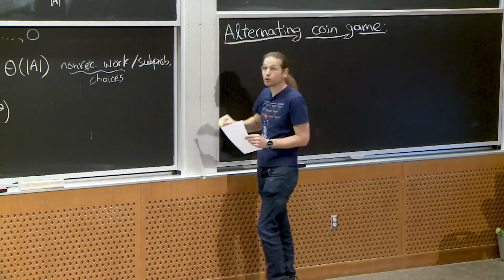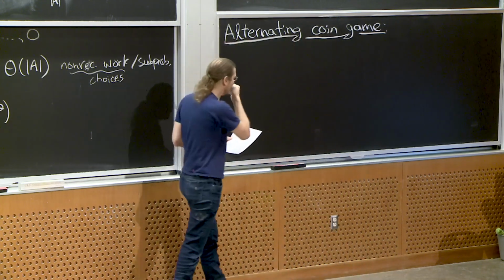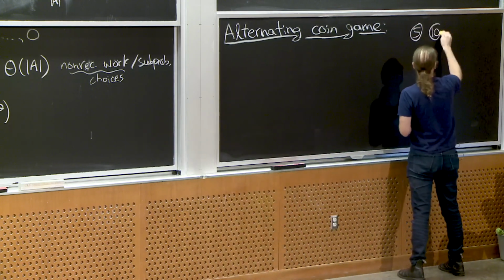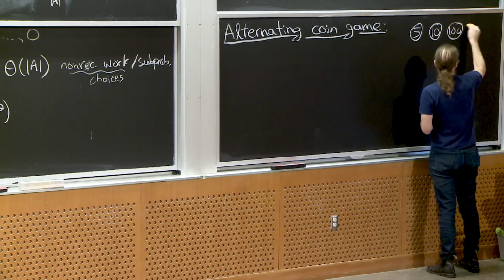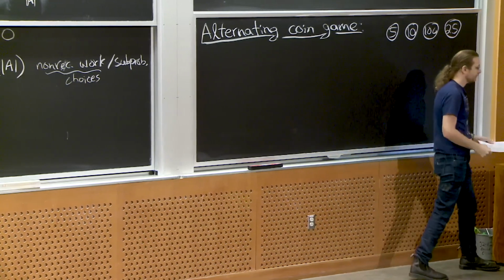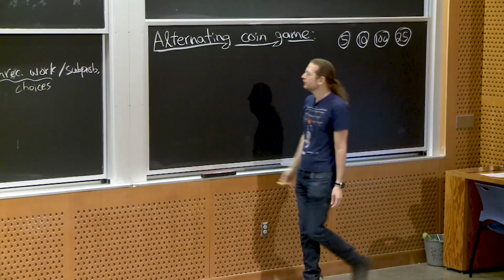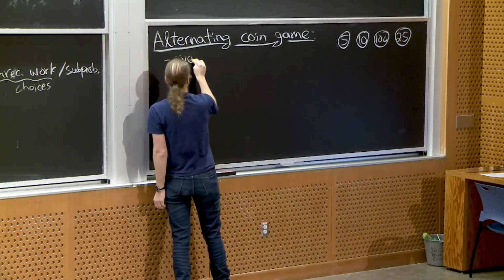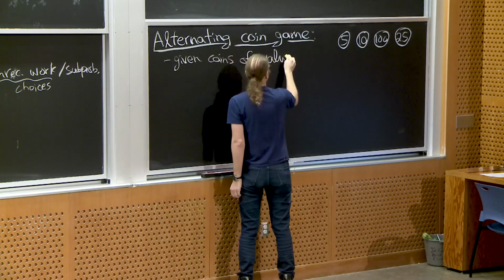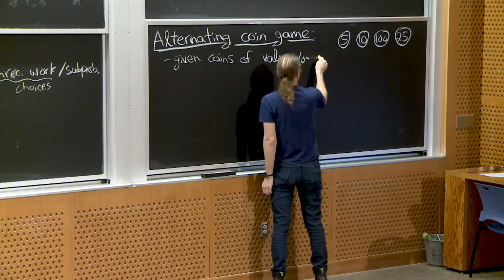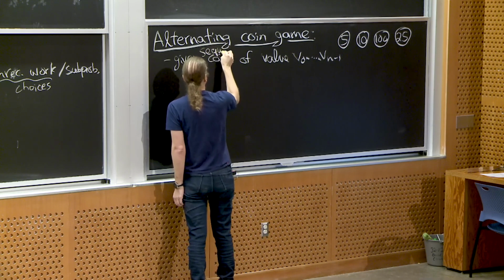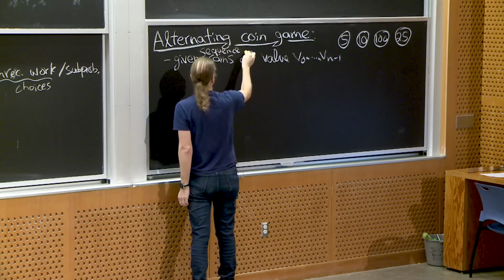Alternating coin game. This is a 2-player game. We're going to find the optimal strategy in this game. So an example is, in general, you have a sequence of coins. And we have 2 players. They take turns. So given coins of value v0 to vn minus 1. So it's a sequence. They're given in order, in some order.